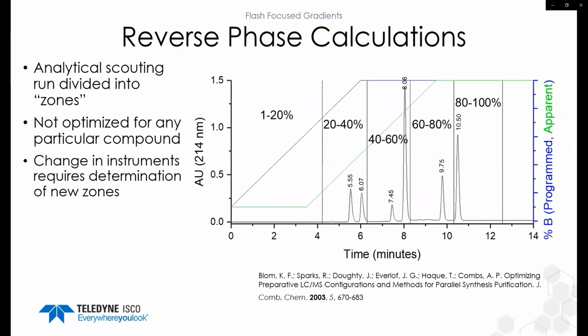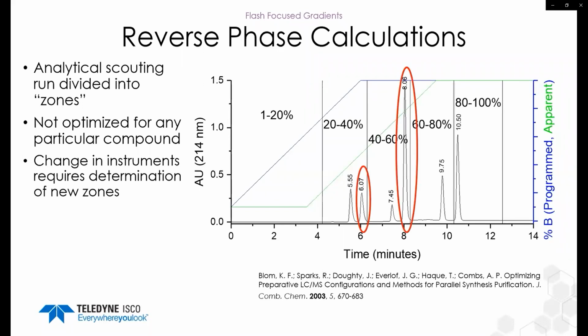Because reverse phase method development takes so long, there have been attempts to make it faster. One method divides the scouting gradient into zones, where each zone is the preparative column gradient range. One disadvantage of this method is the time needed to establish those zones, which are different for different analytical and preparative systems. Another disadvantage is that the zones are not optimized for any compound.